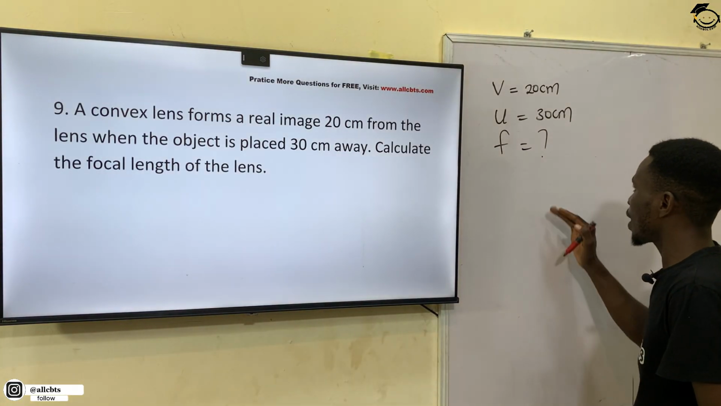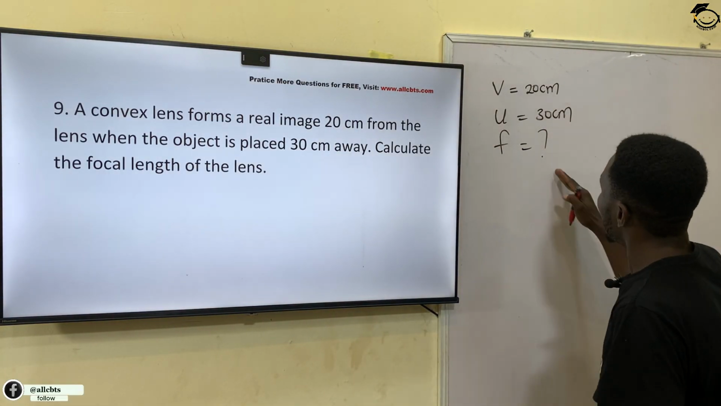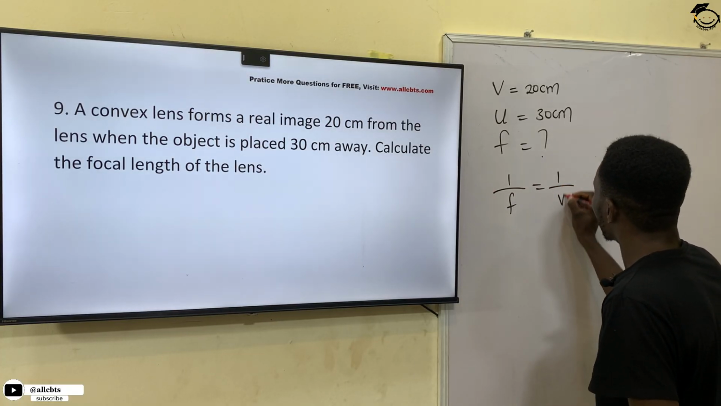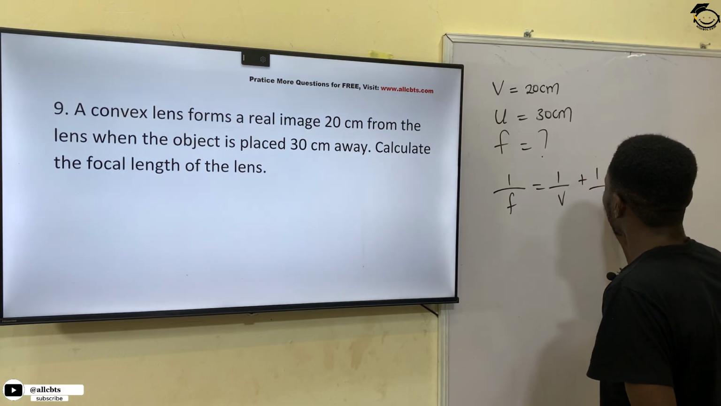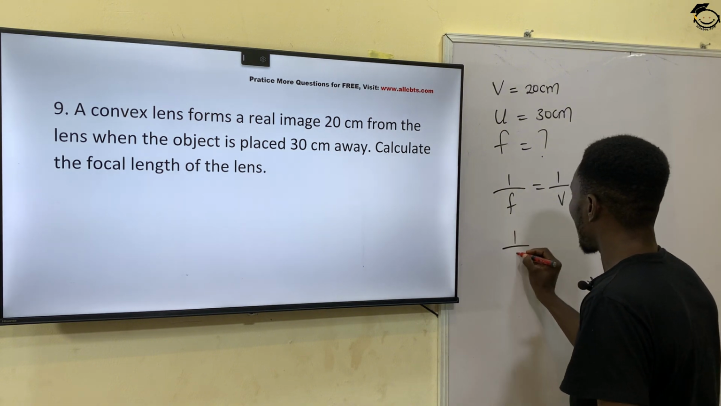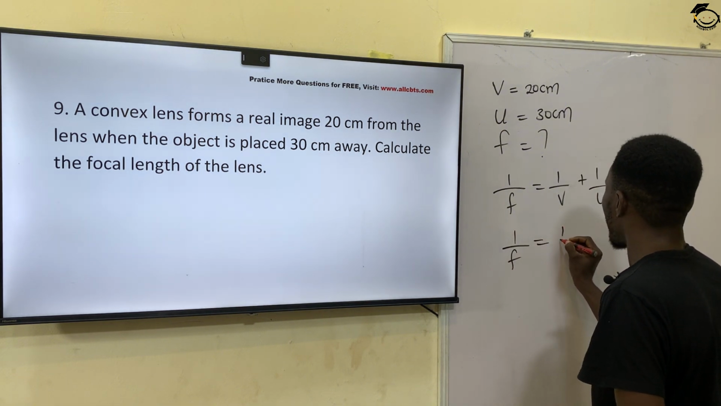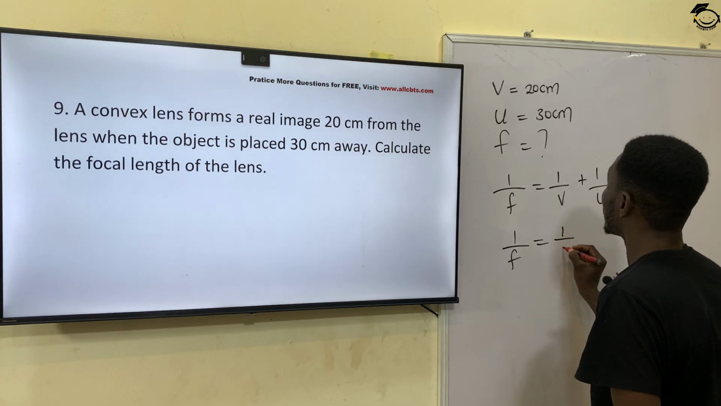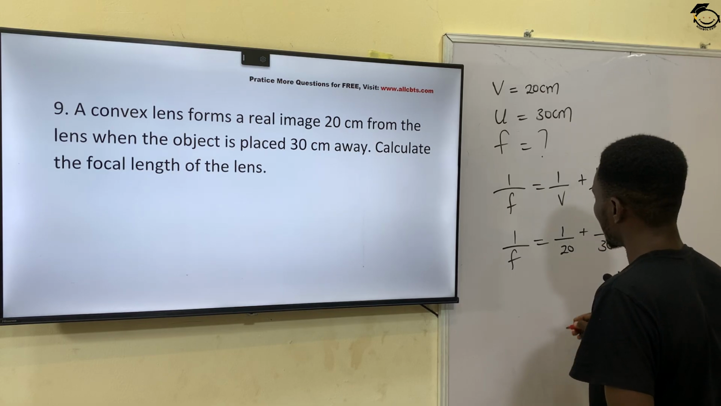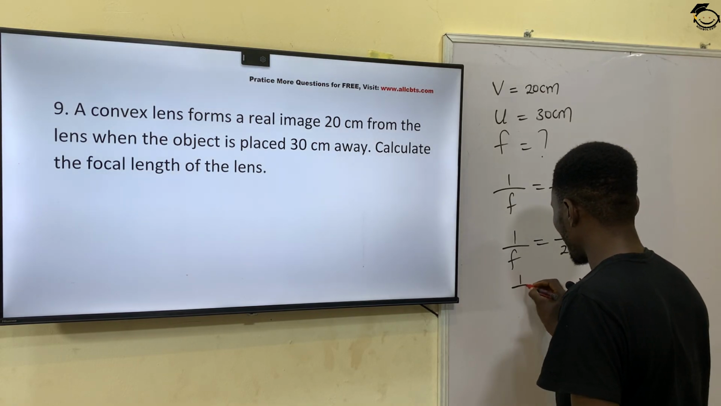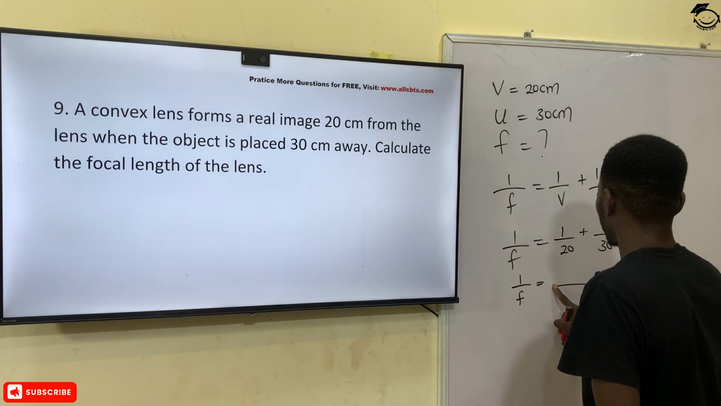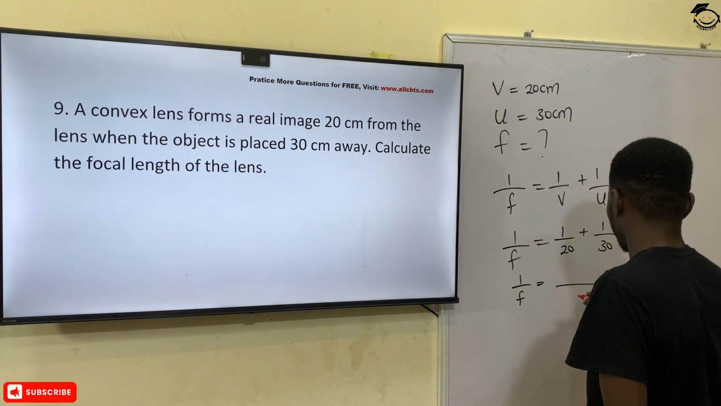So all we have to do here is introduce our lens formula, which says that 1 over focal length is equal to 1 over image distance plus 1 over object distance. So this is the same as saying that my 1 over focal length is equal to 1 over 20 centimeters plus 1 over 30 centimeters. So the LCM of this will give me 60.